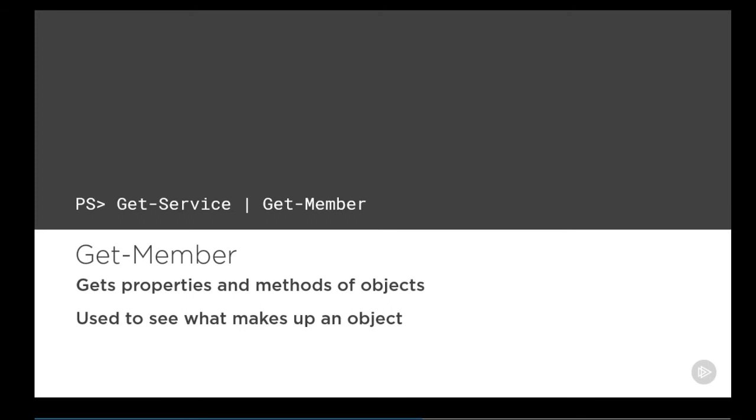So how do you find all of these properties attached to an object so you can work with them? That's where the third command, get-member, comes in. With get-member, this allows us to get the properties and methods of objects that are the output of a specific command. So it's used to see what makes up an object. To use this, we use get-service and then we pipe that into get-member, and that will show us all of the properties that are available on an object.